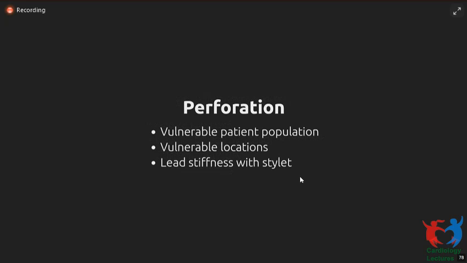Now, perforation is something again which happens once in a while, which is usually avoidable. The most important way to avoid it is to know which patients are at risk, which locations are at risk. So the typical patient who has a perforation is an elderly female patient with a low body weight. So when you see these thin, older female patients, know that they are very high risk for perforation and be very careful. They have a very thin heart and multiple places you can perforate.